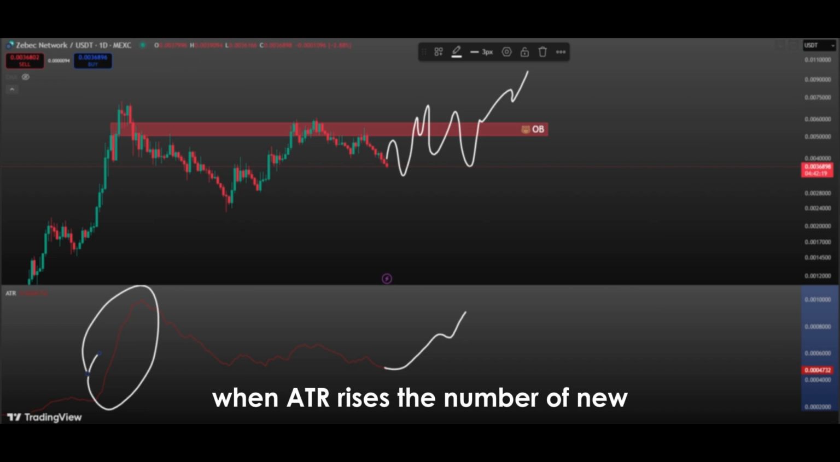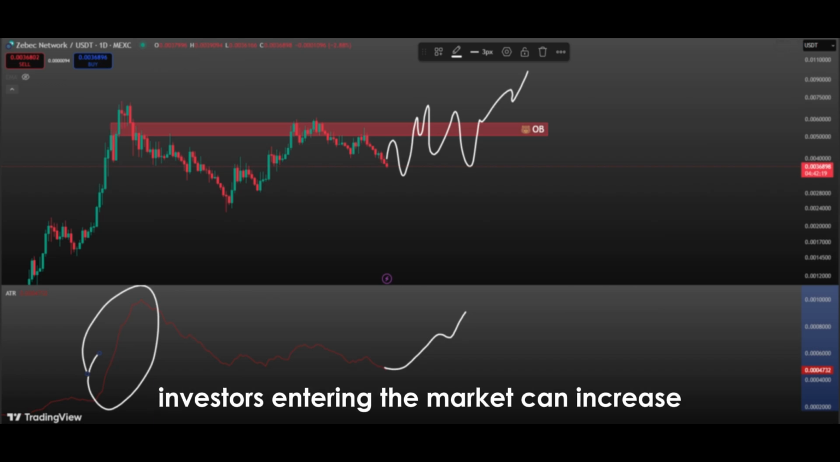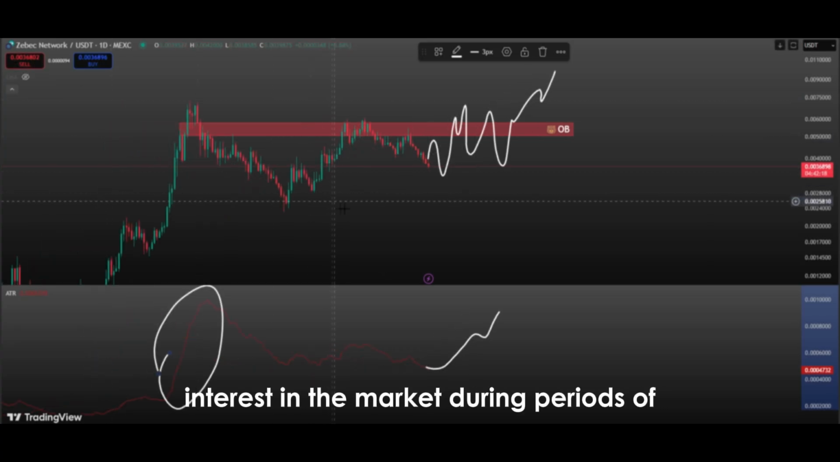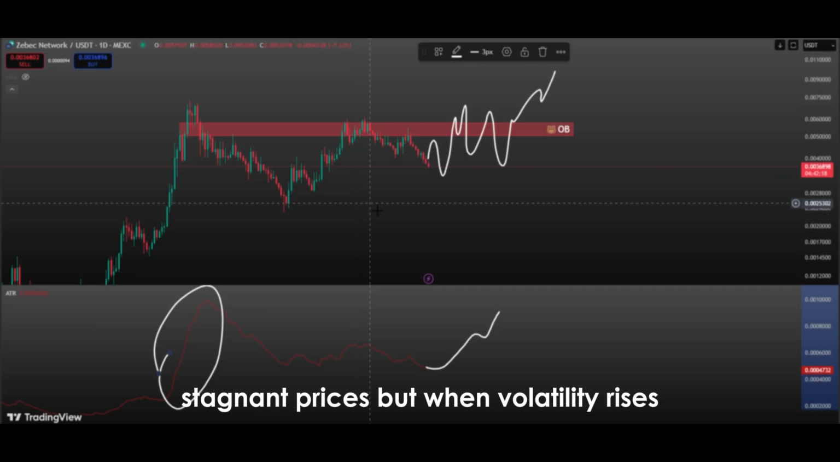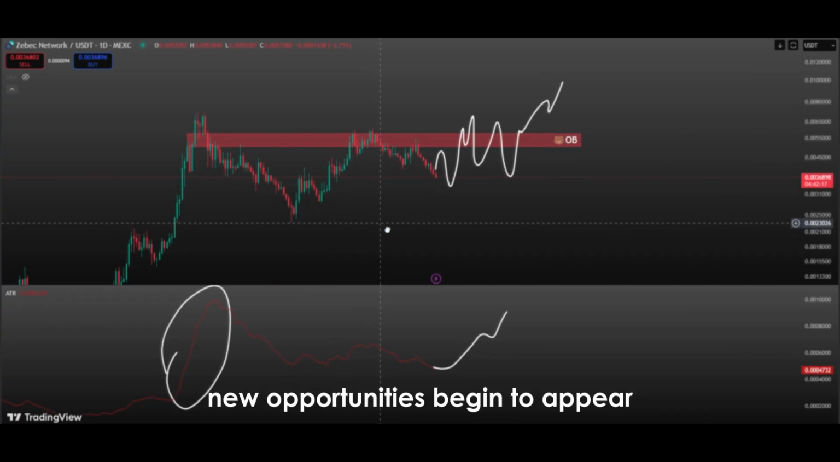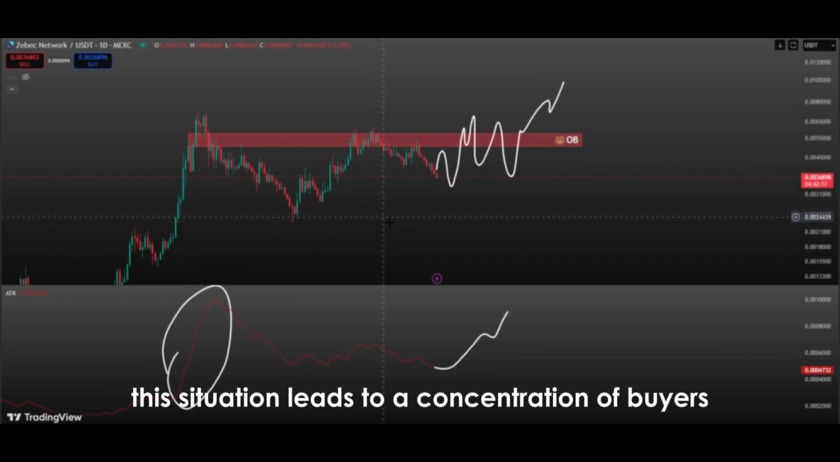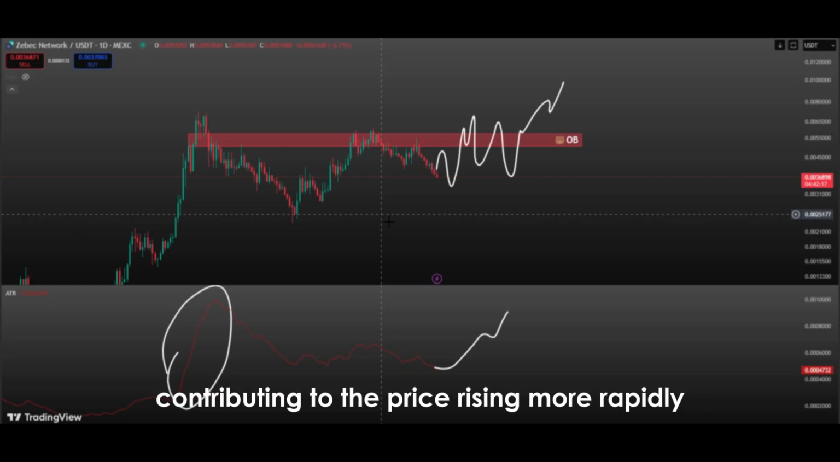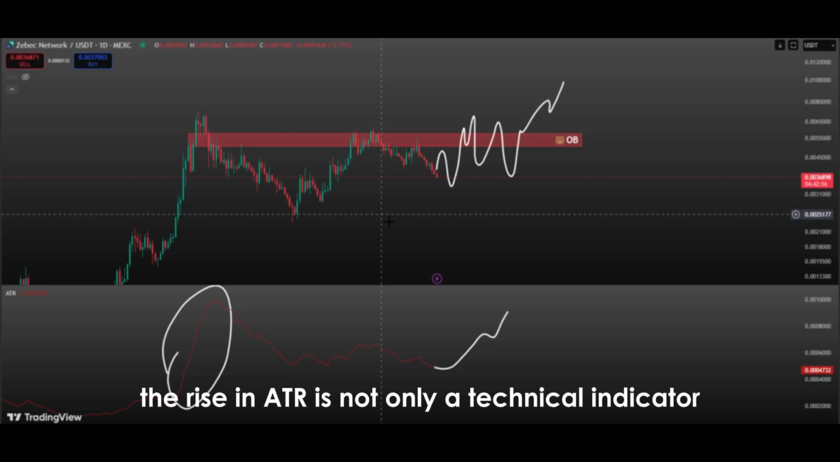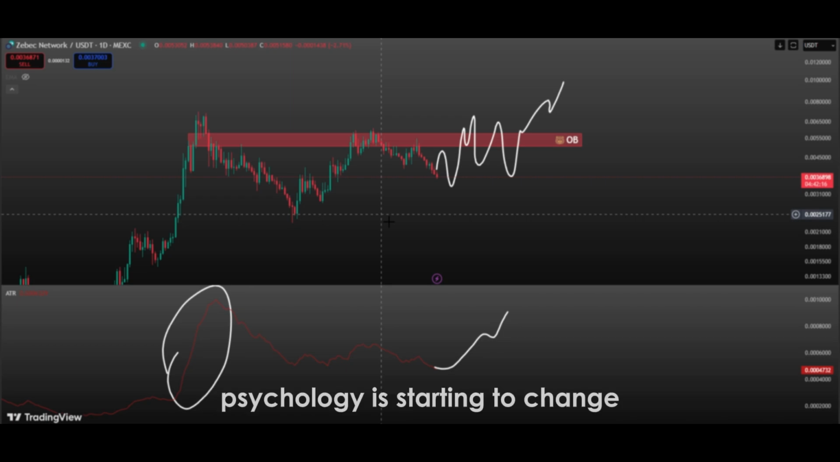When ATR rises, the number of new investors entering the market can increase. This is because many investors show little interest in the market during periods of stagnant prices, but when volatility rises, that is, when the ATR line starts moving upward, new opportunities begin to appear. This situation leads to a concentration of buyers, contributing to the price rising more rapidly. In other words, the rise in ATR is not only a technical indicator, but also a sign that investor psychology is starting to change. Stagnation gives way to excitement. The stagnant chart is replaced by rapid upward movements.